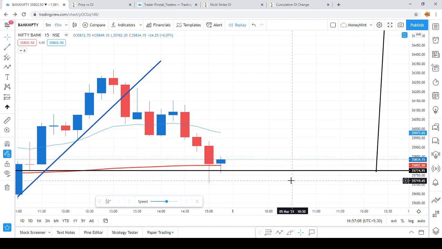35,834. This was exactly the point where the option writers wanted the market to close, and that's what happened. Whenever big players want something to happen, they will make it happen. They can make it happen even at the last minute of the market. So this was the learning behind it.